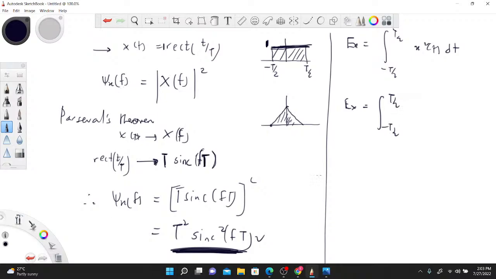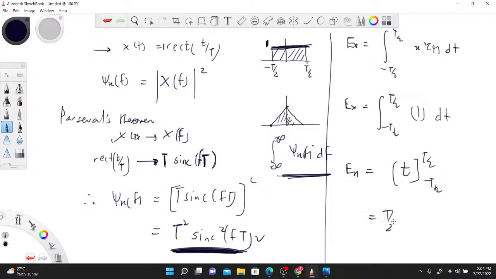If I want to use the integral from minus infinity to infinity of psi x of f df, it will become complex because I will now have to integrate sinc squared. So I want to work in the time domain. So I'm using x squared of t, where the function is 1, dt. Integrating 1, I get t from minus T over 2 to T over 2. So I get T over 2 minus minus T over 2. That will give me T joules.